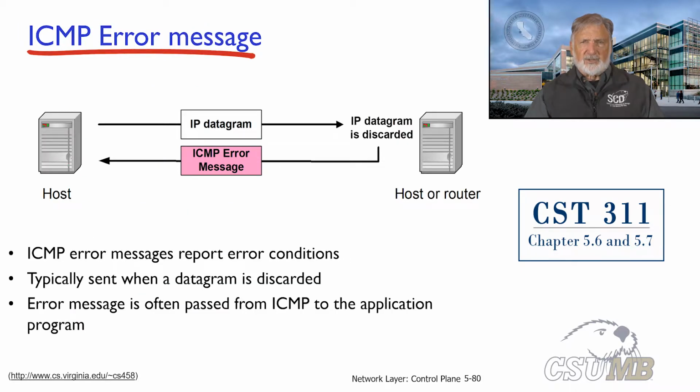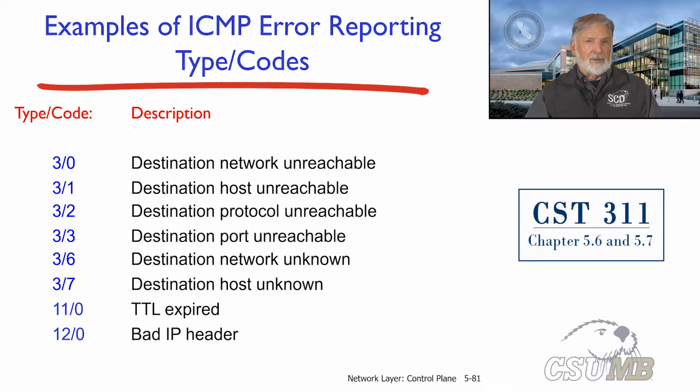ICMP error messages report problems. They are typically sent when a packet is discarded. These error messages are often forwarded to the application. This next slide shows the list of ICMP error codes. You probably have seen some of these errors, particularly when you have pinged a host that is shut down or unreachable.